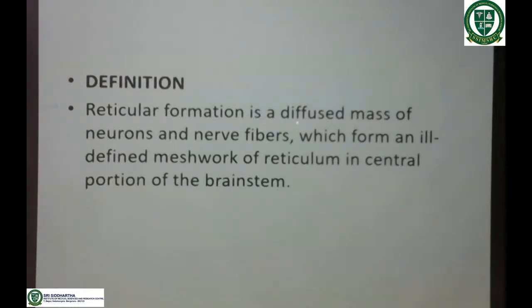Reticular formation is a diffused mass of neurons and nerve fibers which form an ill-defined meshwork of reticulum in the central portion of the brainstem. Okay, this RAS can be asked for a 3-mark question or in the MCQs.